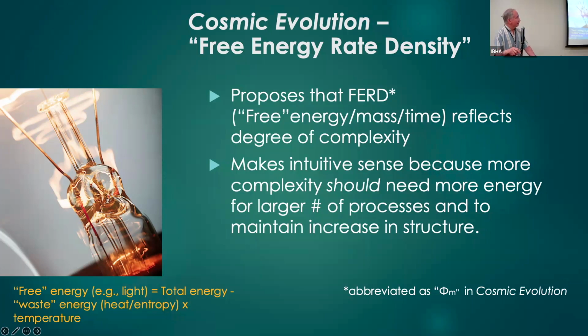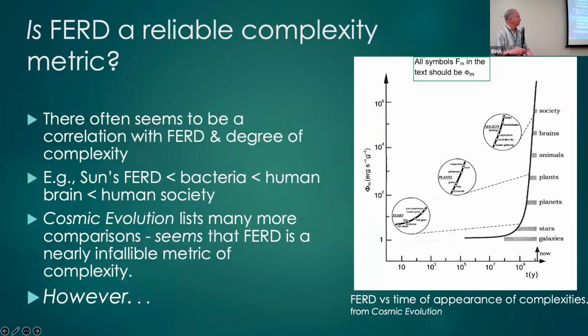And so he proposes that you use the amount of energy per unit time, per unit mass to reflect the degree of complexity of a system. And it makes intuitive sense because more complex systems have more things to keep in order. They tend to have more processes. So it makes some intuitive sense. And his graph seems to support this as well.